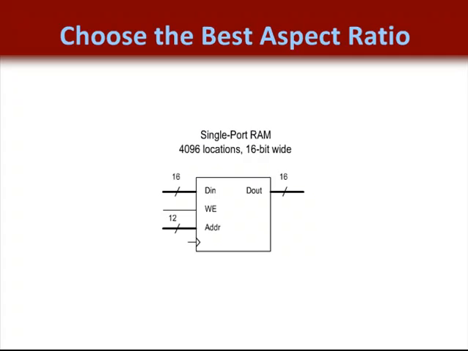We're going to show you how your results can vary depending on the aspect ratios you choose. Again, one of the hidden benefits of using the core generator is that it chooses the best implementation, that is the best input multiplexer logic and output decode logic that is necessary.